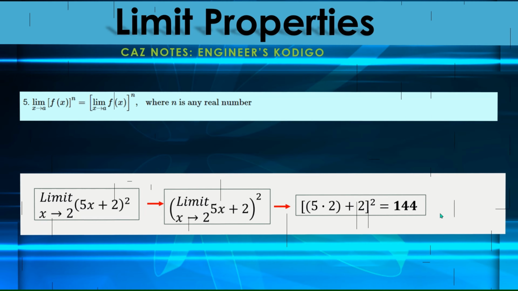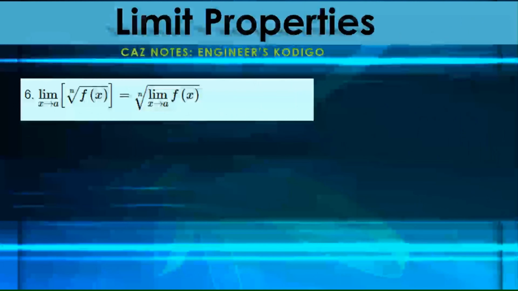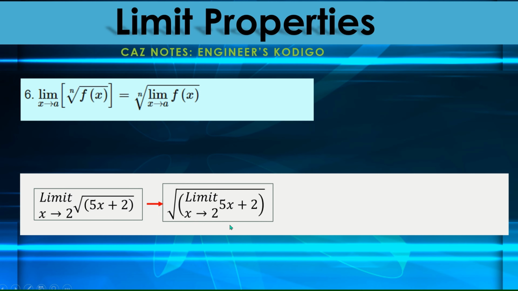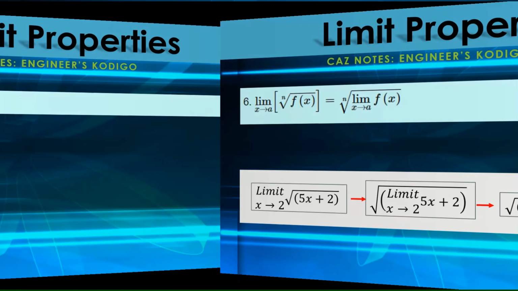Okay, so next, another limit property. It is very similar to the previous one. On the previous one, we were dealing with the exponential limit property. In this case, we are just dealing with a radical. So this is somehow like an extension of the previous property. Let's have an example here. Same as before, we will only evaluate first the limit inside the radical sign. After performing that, we apply the radical symbol and then calculate the final answer, in which we will obtain 2 times the square root of 3. So nice and easy.